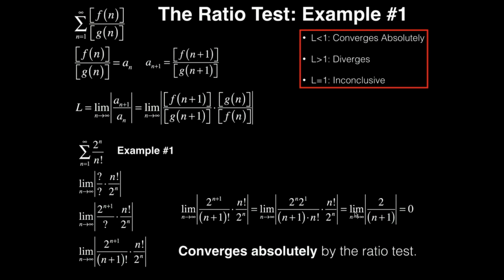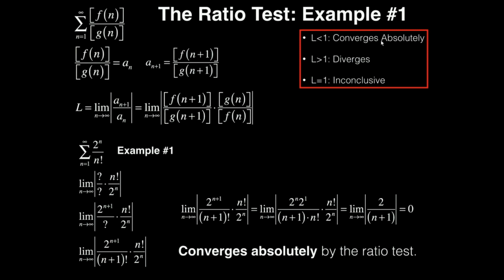And now I can just straight up evaluate this limit. I could essentially think of plugging in infinity here. It would be 2 over infinity, which is 0. So I ask myself, this limit, which is L, is 0. Is that less than 1, or greater than 1, or equal to 1? Well, it's definitely less than 1. So therefore, this original series from n equals 1 to infinity of 2 to the n over n factorial converges absolutely by the ratio test. And that's because when I did the ratio test, L came out to be 0, which is less than 1.